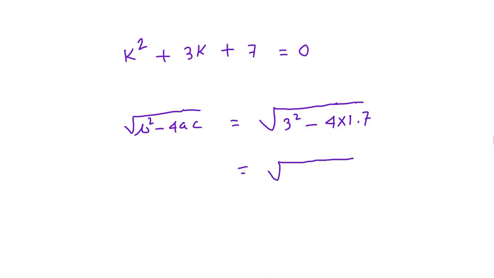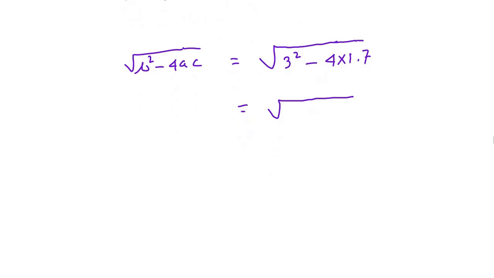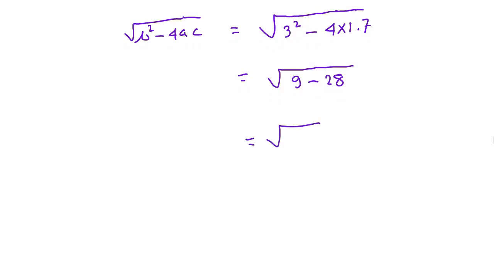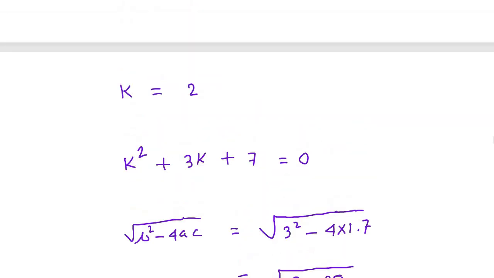So we can write 3 times 3 is 9 minus 4 times 7 is 28. We get square root of 9 minus 28, which is minus 19. So the value of square root of b square minus 4ac is the square root of a negative term, which we cannot accept. So the only valid solution for this equation is k equals 2.